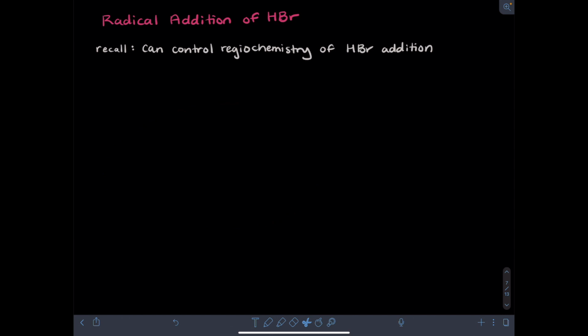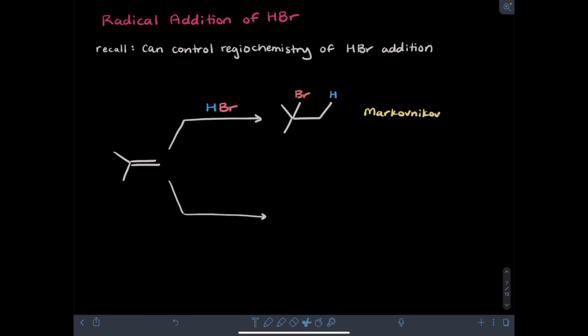Next, I want to talk about another type of reaction, which is radical addition of HBr to an alkene. Recall that we have 2 different regiochemistries for HBr addition to alkenes. If an alkene is treated with HBr by itself, Markovnikov addition occurs, where you first add the hydrogen to the less substituted carbon to make a carbocation, and then add the bromide in a second step. The net effect is that the bromine adds to the more substituted carbon.